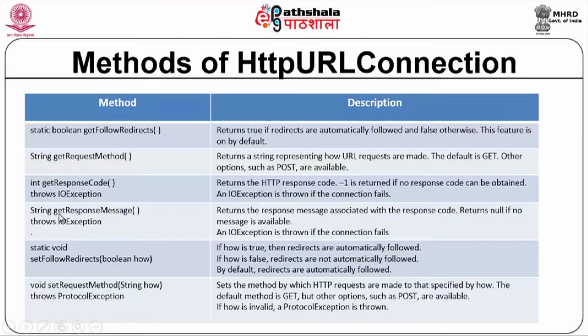And there is a method called getResponseMessage. This is associated with the response code. So, for every URL connection you make, there would be a response, whether it is a success or a failure or an error has happened, with some positive integer associated. Normally you can see a 103 error, 101 found error. In the same way, you will have a response code, and there is a message associated with the response code. That message can be obtained if you use a method called getResponseMessage.